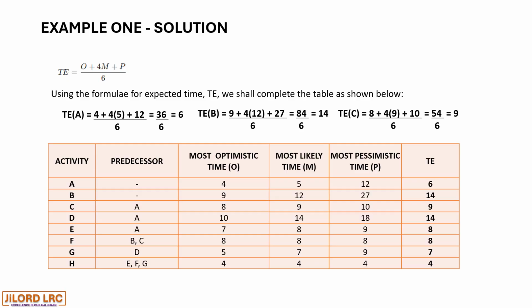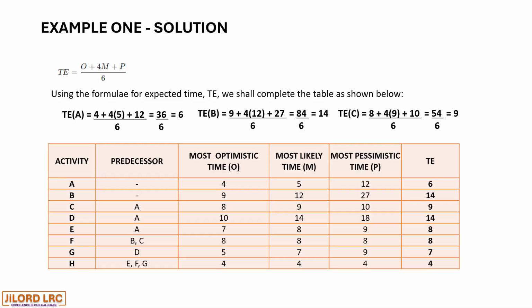For activity B, which also has no predecessor and is also a starting activity, it has 9 as its optimistic time, 12 as its most likely time, which will be multiplied by 4, and 27 as its pessimistic time. When you put that into the formula, it gives you 84 divided by 6, giving us 14. And that is also entered into the table.